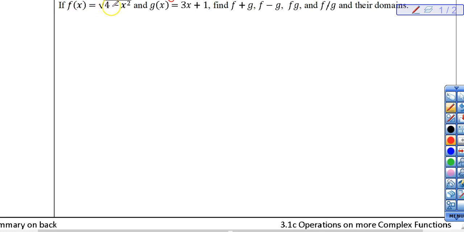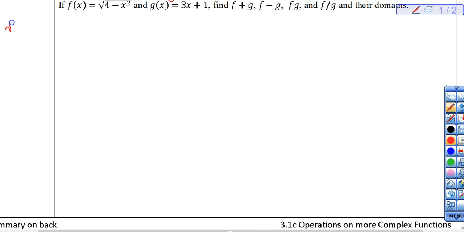This is my radius. What's my radius? 2. It's 2. Square root of 4 is 2. This is not like the ones that we were doing yesterday where we had a linear expression underneath our radical. Now we have a quadratic. So when we go to find our domain, I'm going to do some math over here.